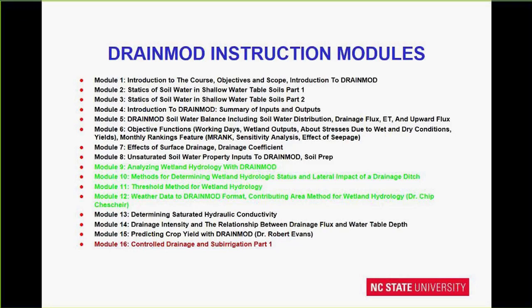The modules there in green, there are 1, 2, 3, 4 of those that have to do with the application of the model for wetland hydrology. There's a lot of people that wanted to use it, it's been used a lot for characterizing wetland hydrology, determining whether or not wetland hydrology exists on a site and other factors related to the hydrology of wetlands. More on the basic mechanics of the DRAINMOD, determining saturated hydraulic conductivity and so forth. And then starting with module 16, control drainage and sub-irrigation and how the model can be applied for that.